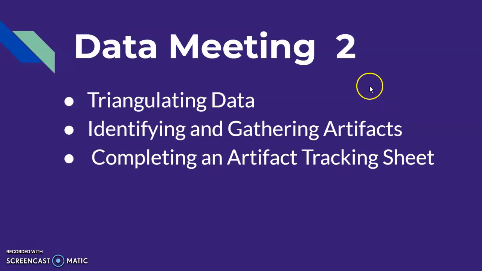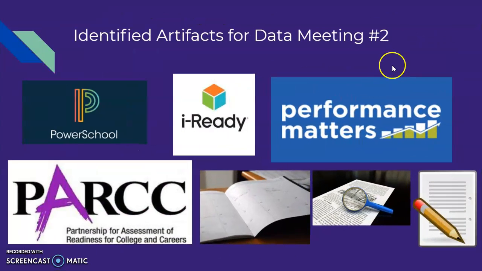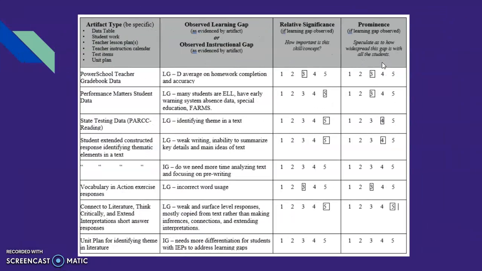So then we move on to data meeting 2. Here we start triangulating data. We start identifying and gathering artifacts that can tell us things about our students and the data that we're gathering. And we can also complete an artifact tracking sheet at this point in data meeting 2. So identifying artifacts in data meeting 2, things like PowerSchool, iReady, Performance Matters, PARC, assessment tests, our calendar, our curriculum, our homework, our writing assignments, anything that we can use to examine student data is an example of an artifact that we can gather.